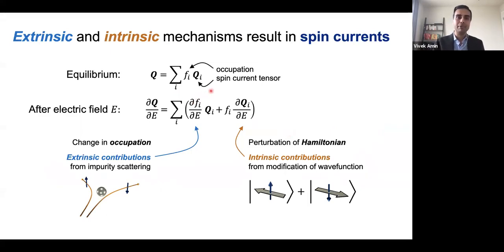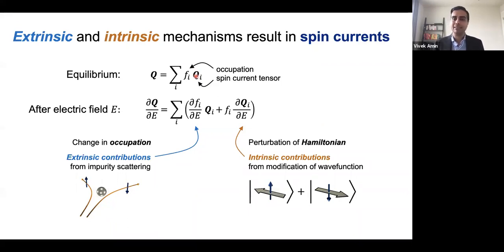And so very simply, if we think about in equilibrium what the spin current is, in a single electron picture we're just going to sum over all of the different electronic states and sum over the occupation of each state times whatever that state is contributing to the spin current tensor. And so that's what this Q sub I is.